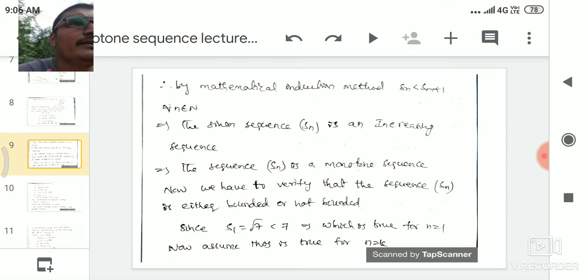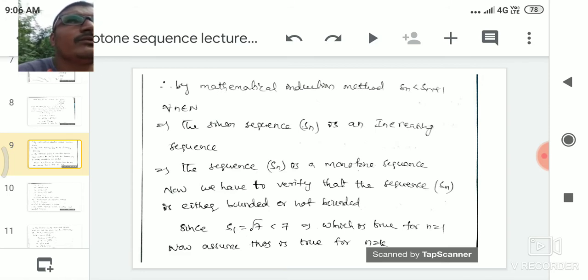Now we have to verify that the given sequence is either bounded or not. If it is bounded, then the given sequence is a monotone and bounded sequence. So we know that every monotone and bounded sequence is convergent. So for that we have to verify whether the given sequence is bounded or not.